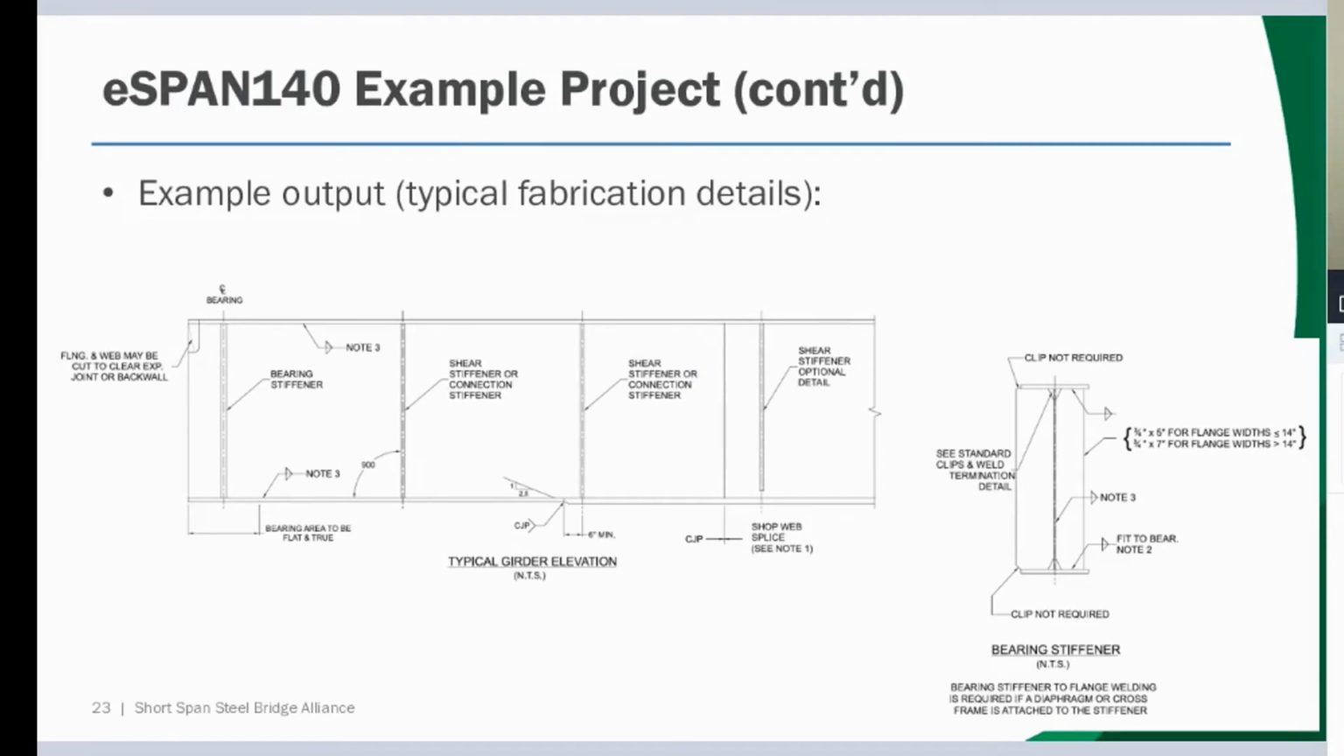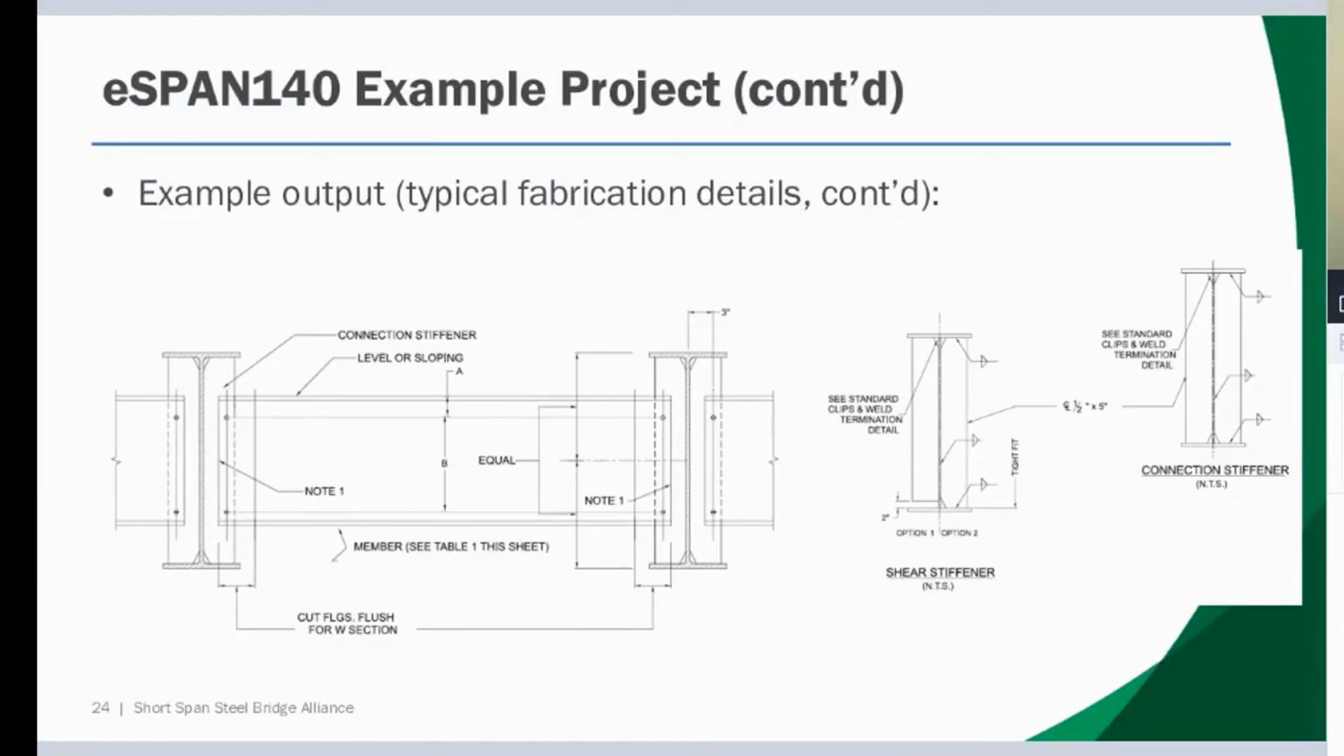It also provides roll beam solutions, but I've cut some of this out just for the interest of time, just to make sure that we can get through some of the various topics. But again, I urge everybody to try this out. You'll see typical fabrication details that are provided. This is looking at the girder elevation and the stiffener details and the sizes associated. We've got also different fabrication details associated with channel diaphragms.